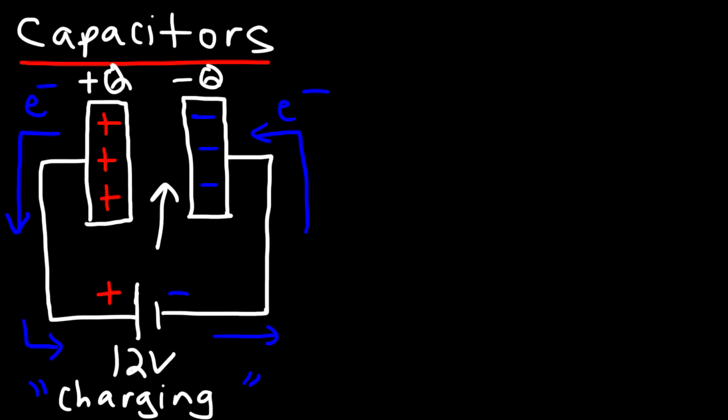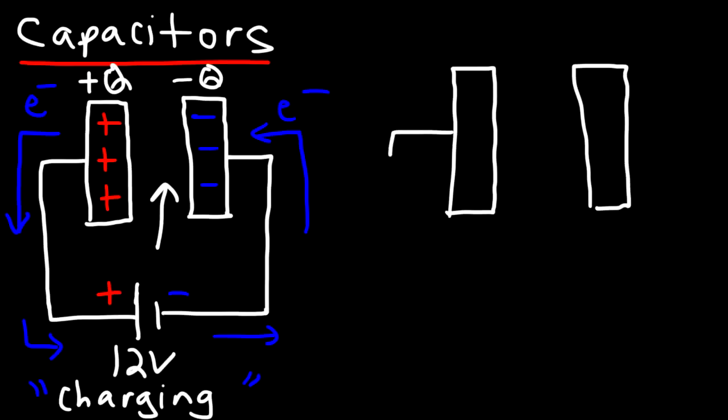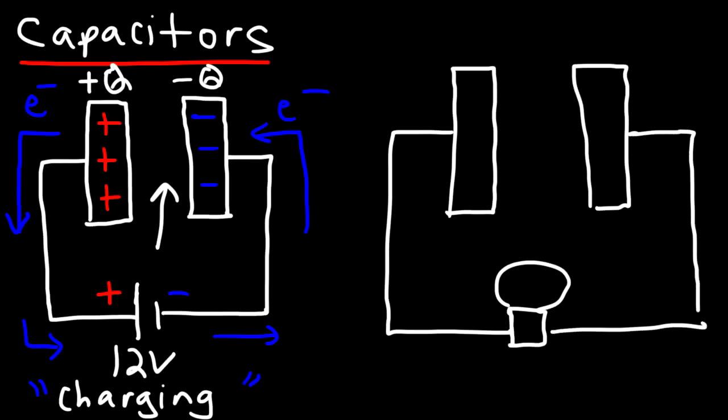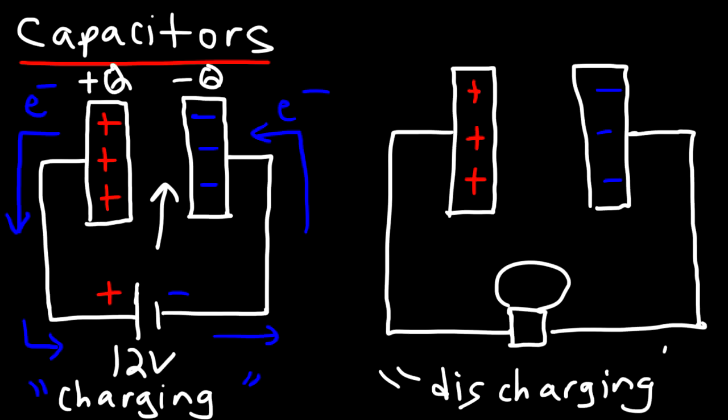Now let's talk about a capacitor being discharged. Let's say we take this capacitor and disconnect it from a battery, but connect it to, let's say, a light bulb. And let's say this capacitor has enough energy to power the light bulb. At this point, we're consuming energy from the capacitor. So we say that it's discharging. It's giving away its energy.